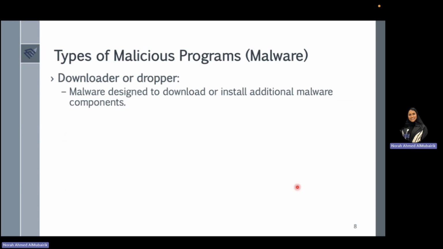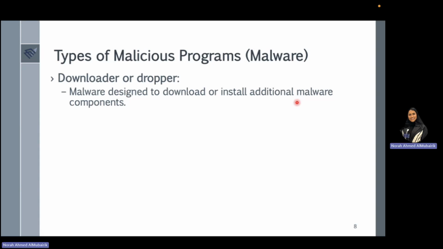Also, we have downloader and dropper. What's a downloader or dropper? It is an interesting thing because it is malicious software in its own right, but it downloads other malicious software. Therefore, sometimes we see a malicious software that drops like 10 files, 15 files, 3 files. So it performs a lot of malicious activities. A downloader or dropper is malware designed to download or install additional malware components.